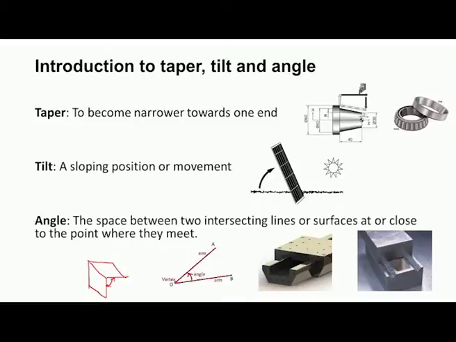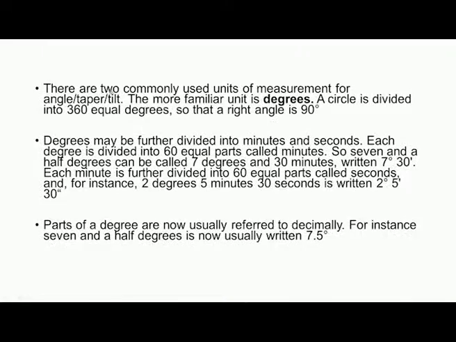You can see some examples here. We have a machine tool guideway. This is the slide and this is the guideway. We have sloping surfaces here. The inclination between these two surfaces is the angle. Similarly, we have a sloping surface here and we have a flat surface. So, the inclination between these two surfaces is some angle.